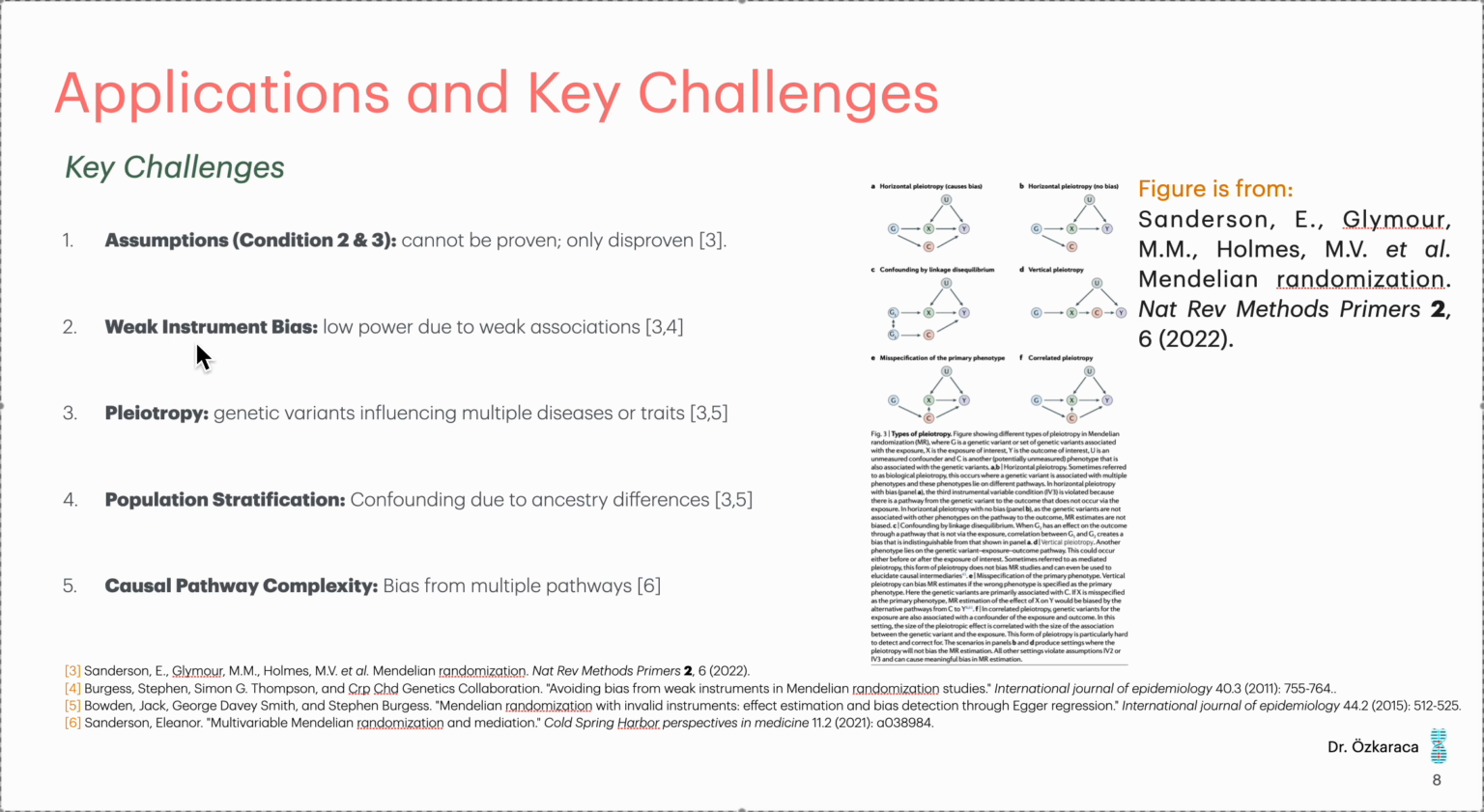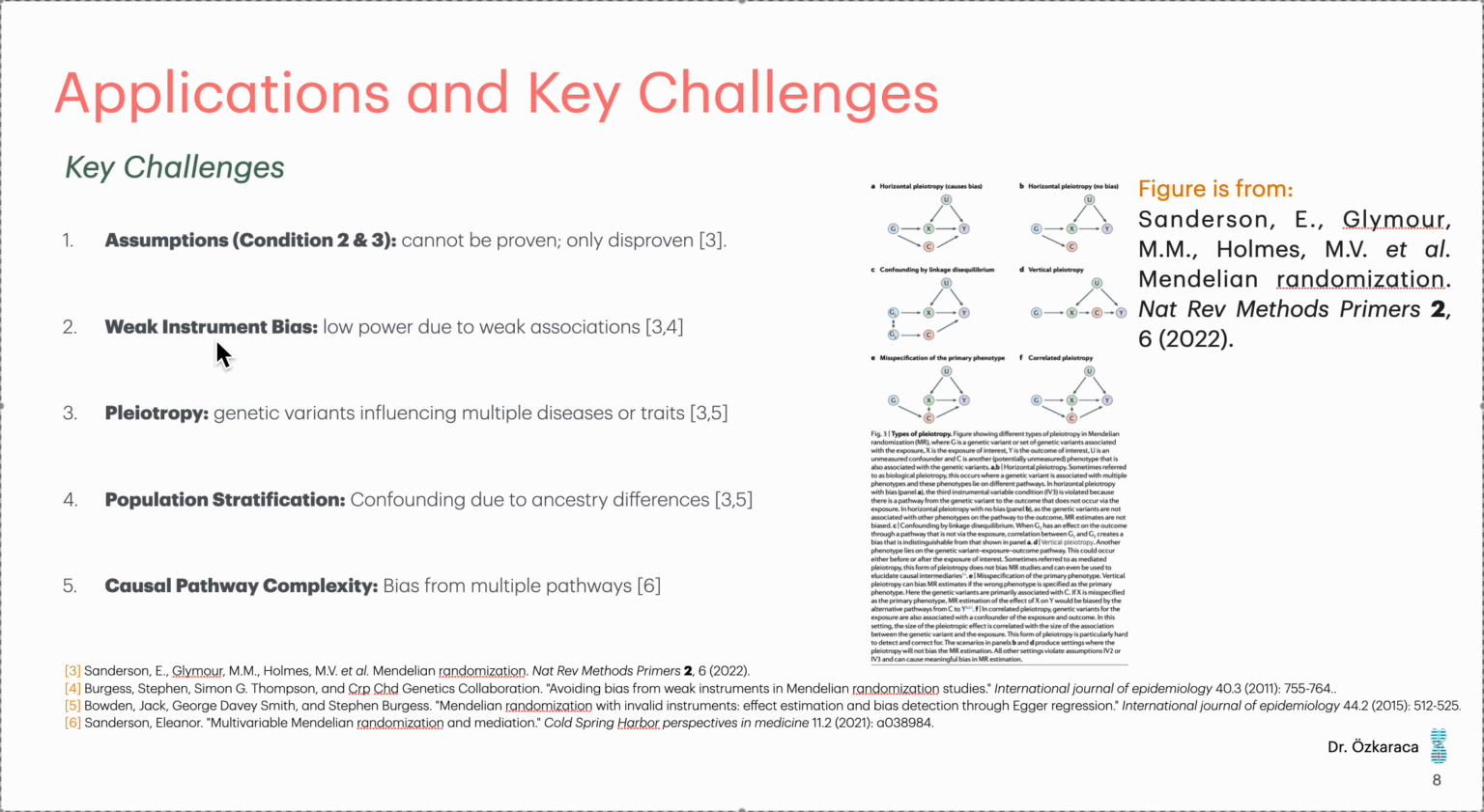The second key challenge is the weak instrument bias. MR requires strong instruments, genetic variants that are strongly associated with the exposure, and if the instruments are weak, they lead to low statistical power and biased estimates, especially in small sample sizes. This issue is commonly referred to as the weak instrument bias. And to avoid this, usually instead of using a single instrument, you use multiple instruments, just like in the Wald estimation.